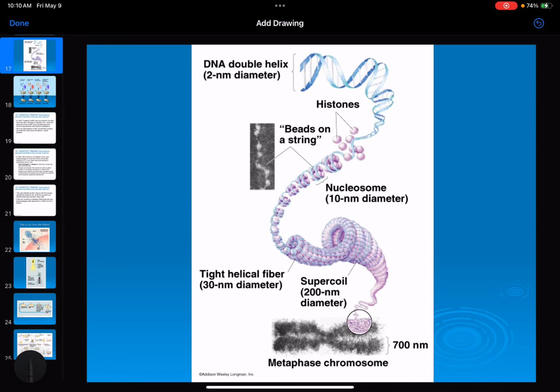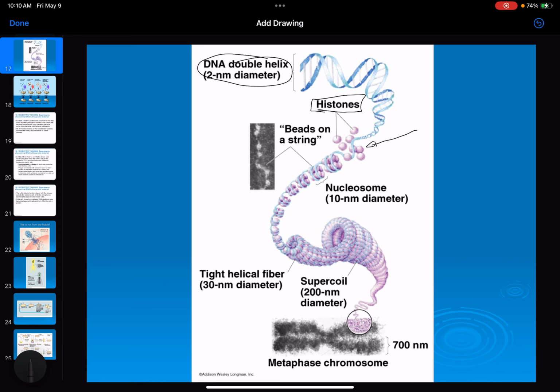All right, this is the DNA lectures. On the screen right now, you're looking at a DNA double helix, right? And notice that the DNA double helix wraps itself around some protein beads. We call these protein beads histones. This would be the first time you hear about them.